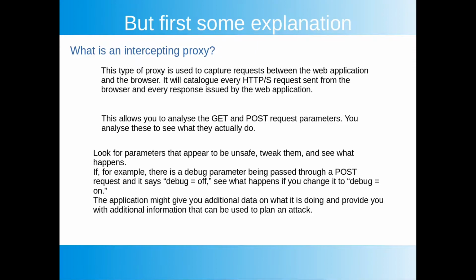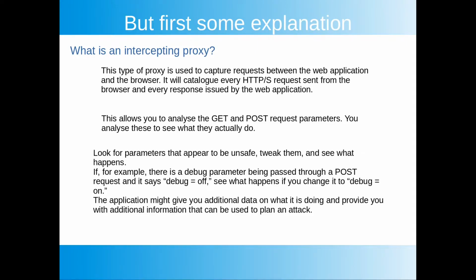So, for example, let's say we've got a debug parameter that's being passed through a POST request, and it says debug equals off. How about we change that request from debug equals off to debug equals on? Send it off through to the web server or the web application and see what happens. By doing this, we might be able to get some additional information on what's going on, and we can also find information that we can use to plan an attack.